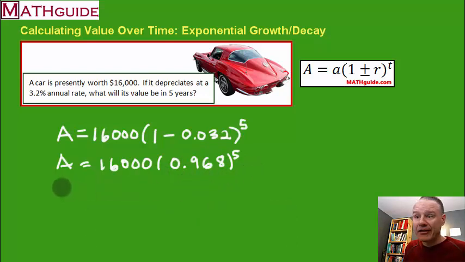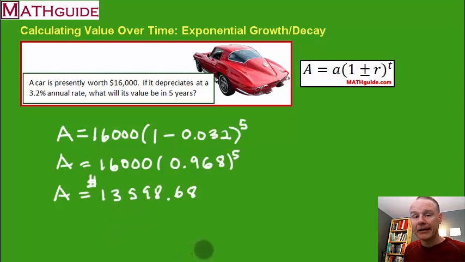Now you just plug this into a calculator and you're going to get, obviously I've done this earlier, $13,598.68. And of course you're going to round this always to the nearest penny, because we're talking about money. So there you go. There's your amount. It's just that easy. All right, let's go on to the next problem.